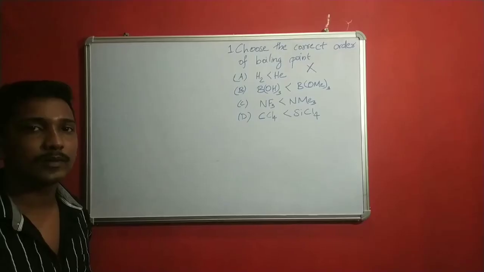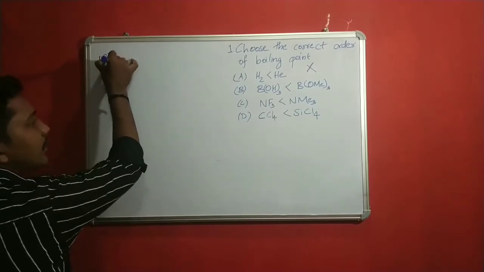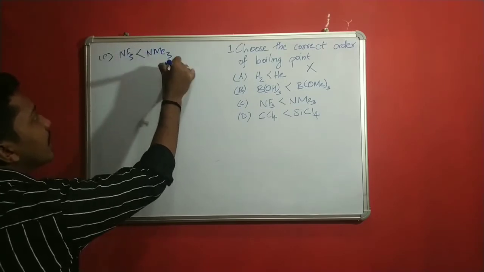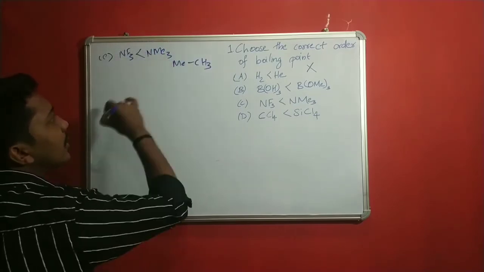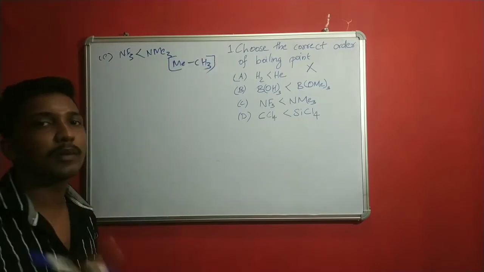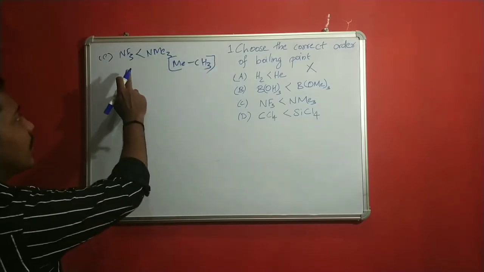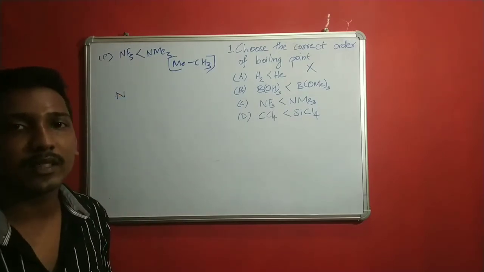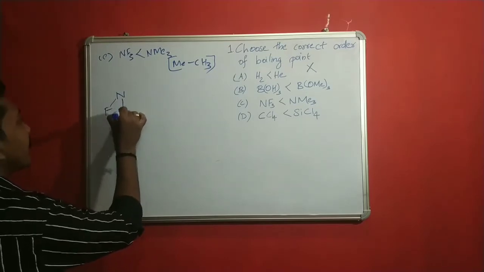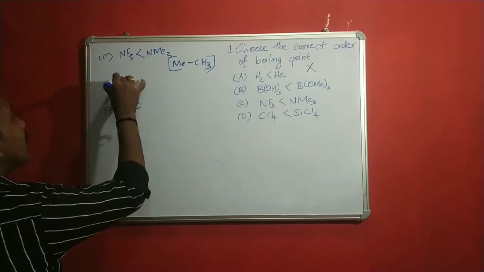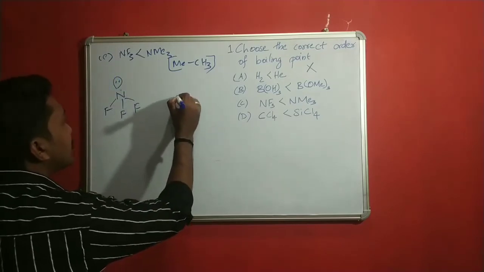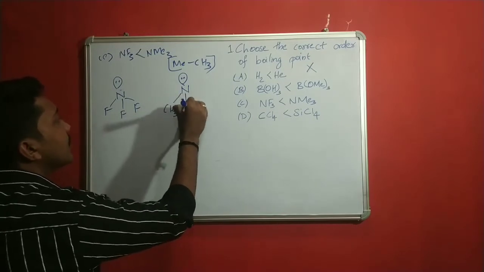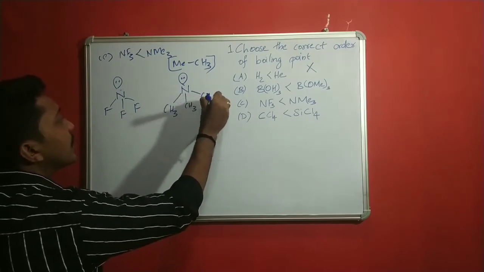Coming to the third option, C: NF3 is less than NMe3. Me means CH3. I think all of you will be familiar with that. So first let us write the structure of these two. NF3 has a distorted tetrahedral structure: F, F, F and one lone pair. Coming to this, N, lone pair, CH3, CH3, CH3.